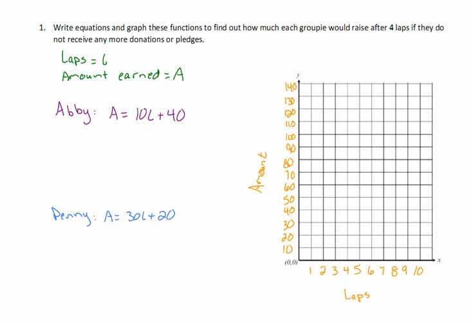Okay, in the past we have created tables, we have looked at intercepts in order to graph these. Now we're going to look at using the y-intercept and the slope together. So let's look at Abby. We're going to look at what happens when she just steps on the track. Without any laps at all, we know that she already has $40 in her pocket. So Abby, again, with 0 laps walked, she has $40. Notice where that is on our graph.